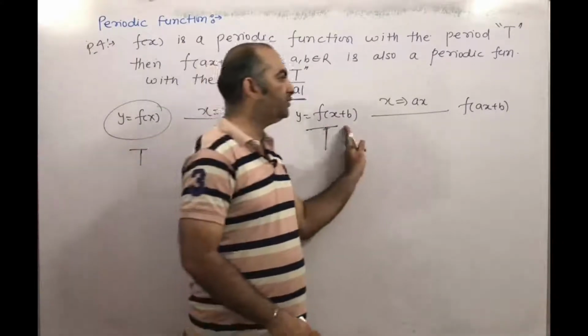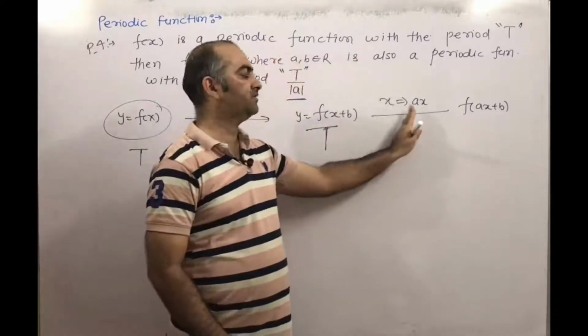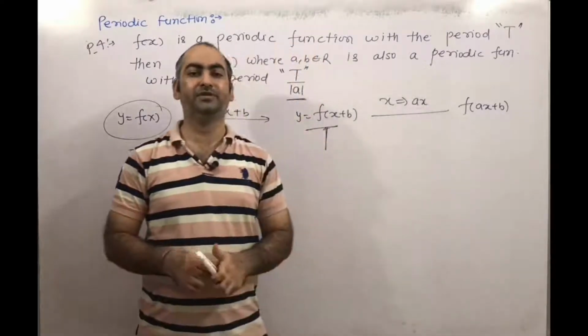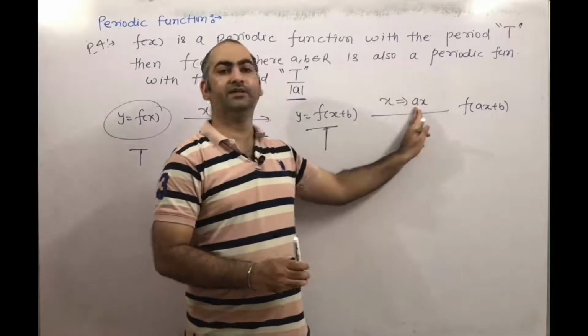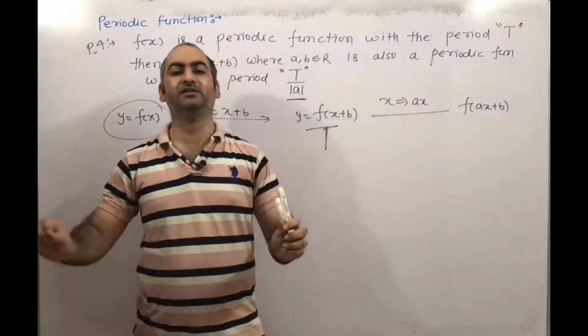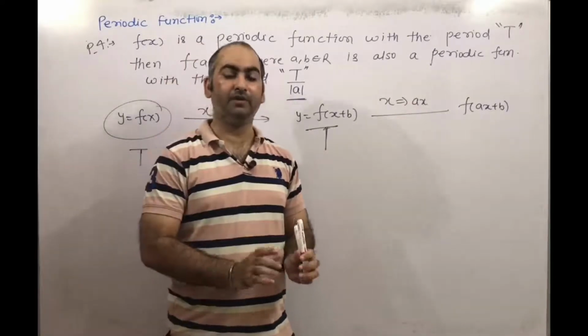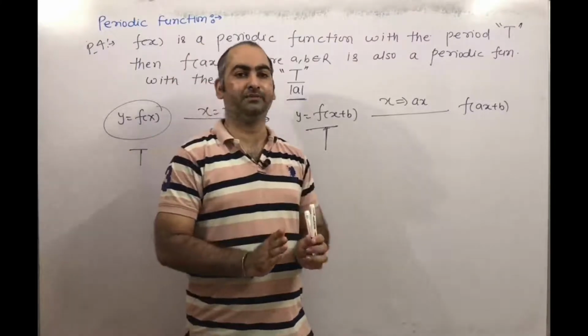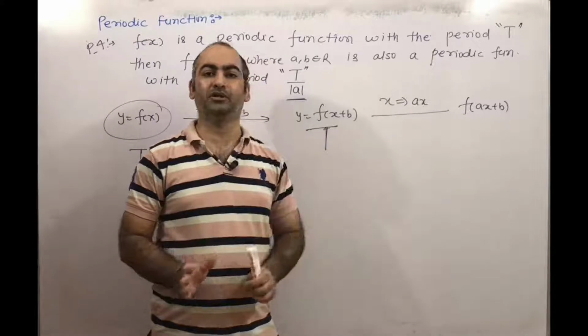Now from here to here, how to find out? Replace x with ax, then we will get this one. And we discussed in graph transformations that if I replace x with ax, then we have to divide the entire x-axis by the modulus of a. Why are we taking the modulus of a? Because that value should be positive only. So if a is negative, then we have to take the modulus.